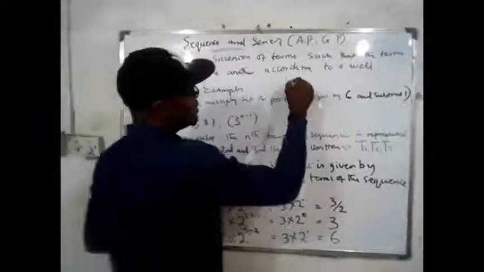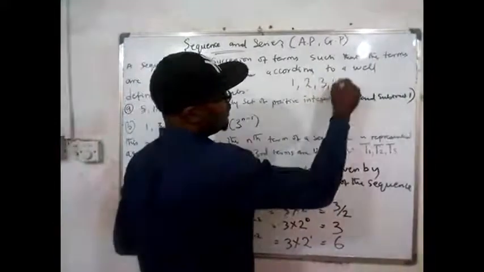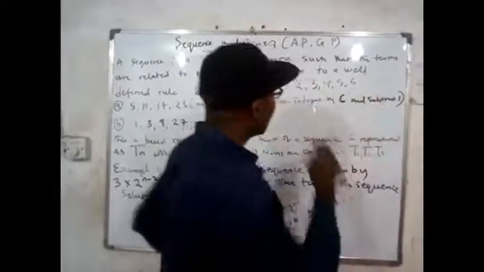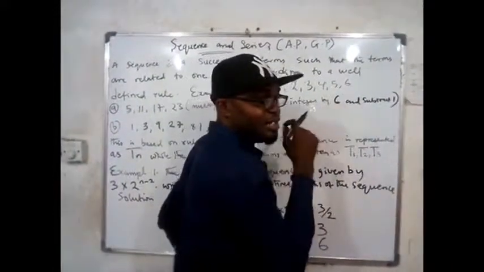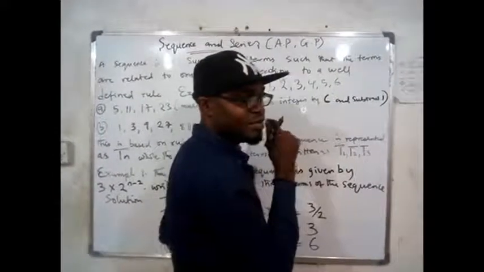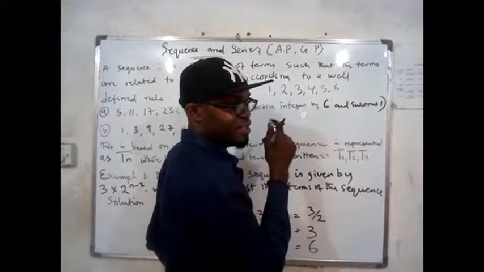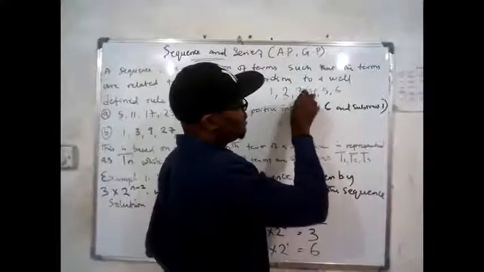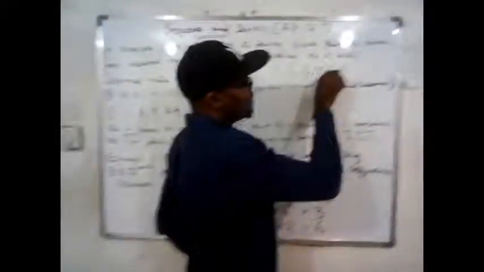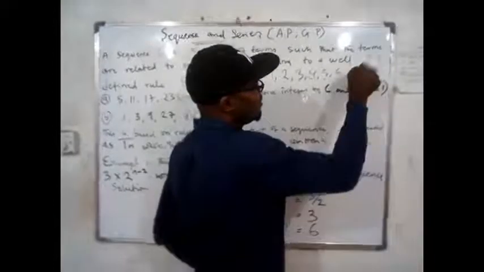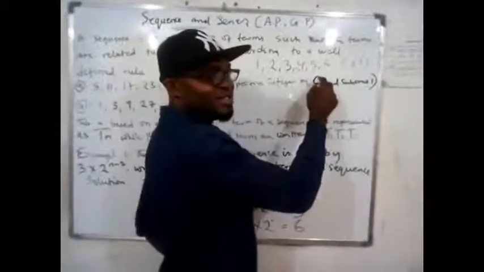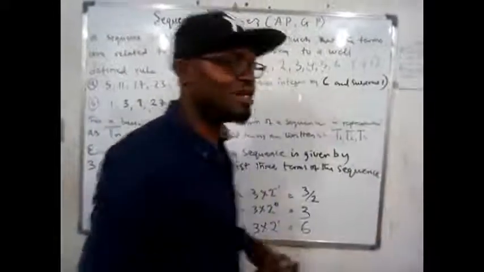An example is when we have something like this: 1, 2, 3, 4, 5, 6. This is a sequence of integers, and the rule is simply the addition of 1 to successive numbers. 1 plus 1 is 2, 2 plus 1 is 3, 3 plus 1 is 4, 4 plus 1 is 5, 5 plus 1 is 6. So the rule is the addition of one.